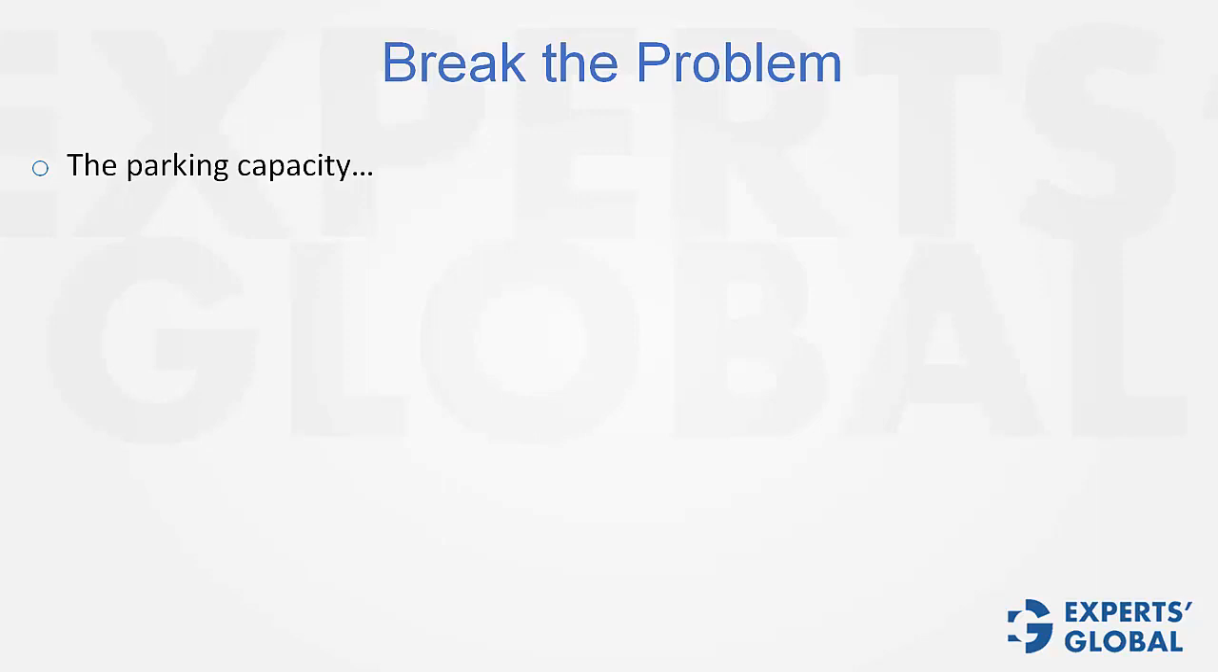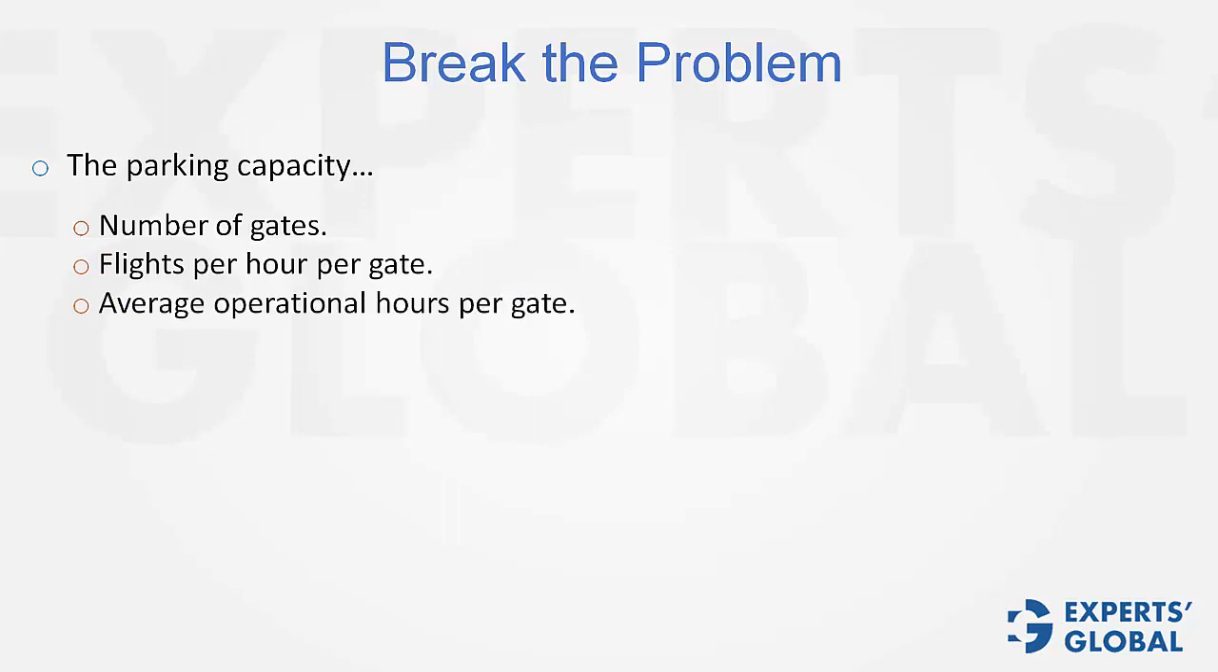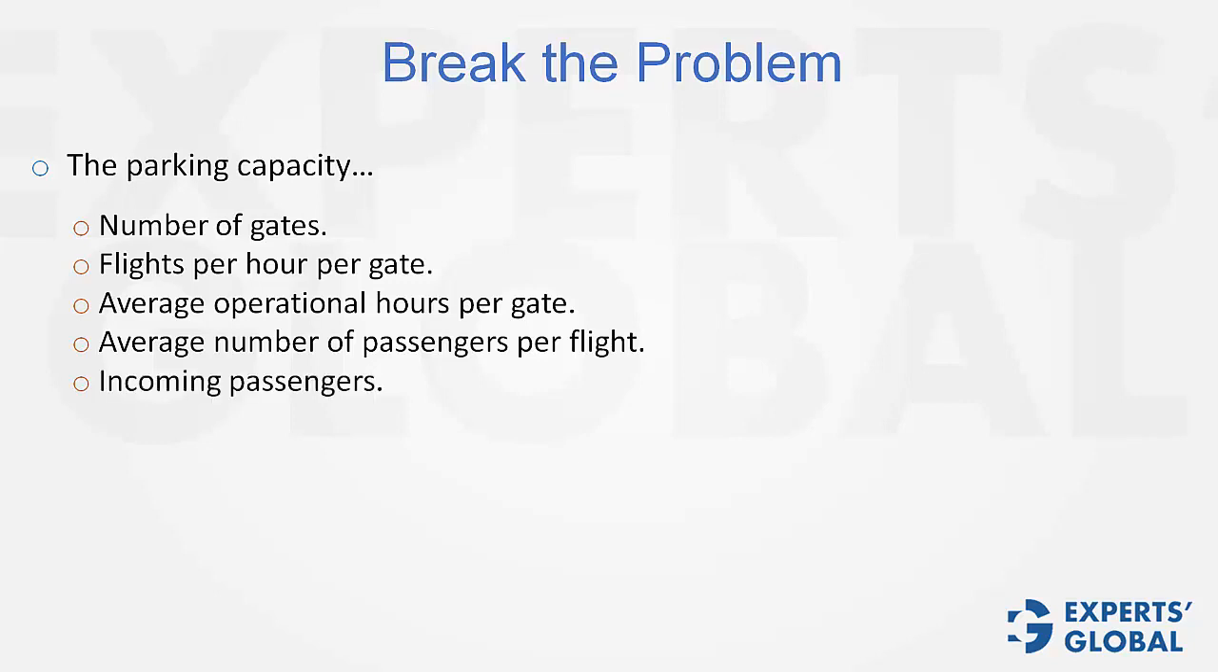There is no single correct way of solving these questions, but I thought in terms of beginning with the number of gates on the airport, thereafter flights per hour per gate, thereafter average operational hours per gate. Of course, a gate may not be operational all 24 hours in a day. Average number of passengers per flight. Remember the incoming passengers. In case you did not cover this aspect, there is a major flaw in your calculation.